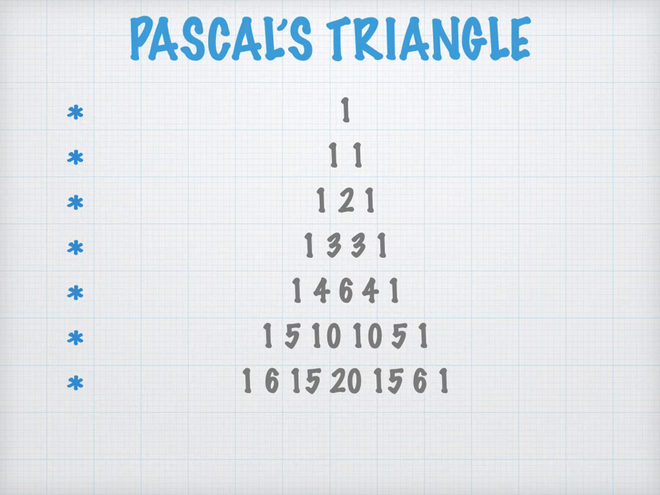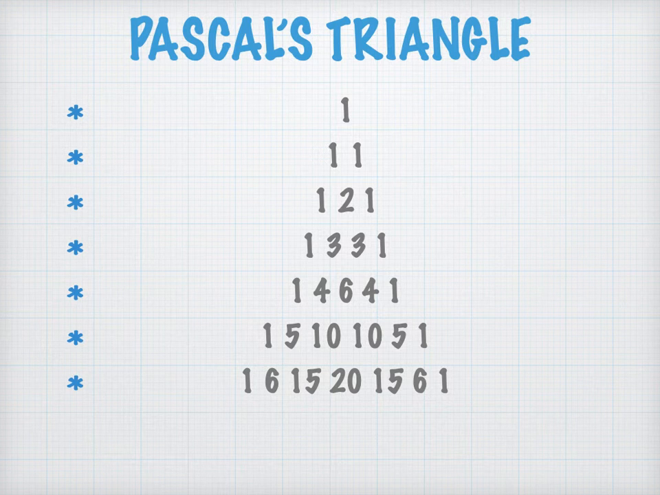Let's look at this triangle again. First row has a 1, second row has 2 1s. Third row, 1 plus 1 is 2, so you have a 2 between the 2 1s, and you have 1s on the end. You always have 1s on the end. The next row, you add 1 and 2 and get 3, and you add 2 and 1 and you get 3. Next row, you add 1 and 3 to get 4, 3 and 3 get 6, 3 and 1 to get 4. So you see how each line builds on the line before it by adding adjacent numbers.